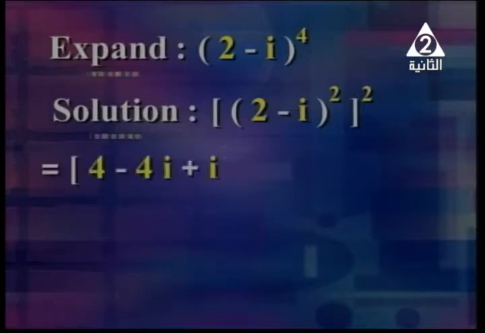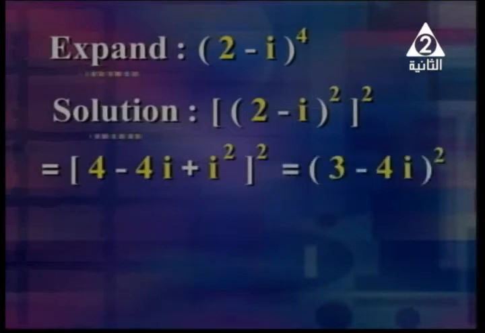We find the result of the bracket power 2 as a method: first power 2 plus second power 2 plus first times second times 2. After that, we simplify. Then we find the result: the first power 2 is 4, second power 2 is i power 2, first times second times 2 is negative 4i. Remember i power 2 equals negative 1. Then the answer is (3 minus 4i) to the power 2.